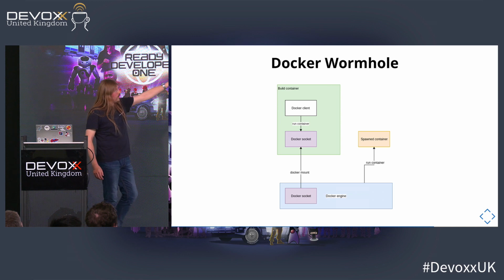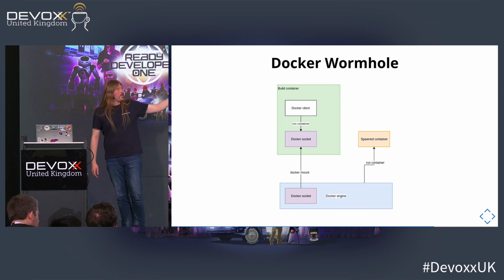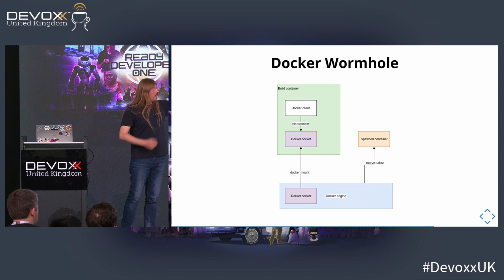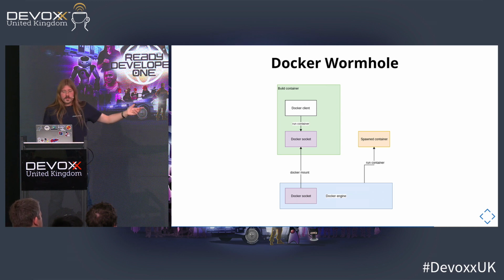So this is your build container here, and it's mounting the Docker socket from your host, and then the Docker client inside your build container will interact with a Docker daemon running on your host. And that's perfectly fine for most scenarios, but what will happen in this case is that all containers you are starting from inside your build container will be sibling containers instead of child containers. And that's just something you have to be aware of.